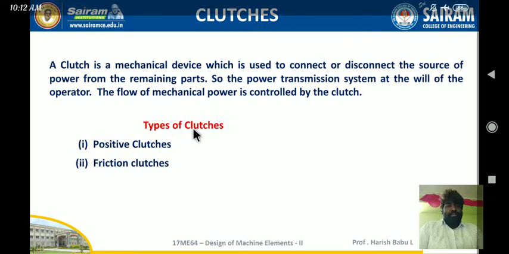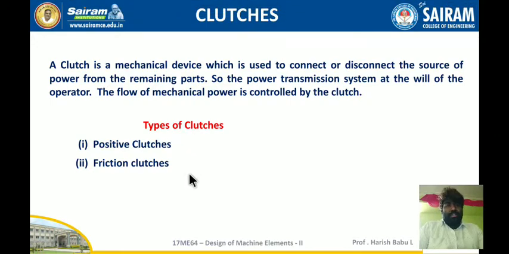So what are the types of clutches you're going to use? There are two types of clutches you're normally going to use. One is the positive clutch and the second one is the frictional clutch. The positive clutches are also called non-frictional clutches, which purely work on engagement, and frictional clutches purely work on the friction between the surfaces.